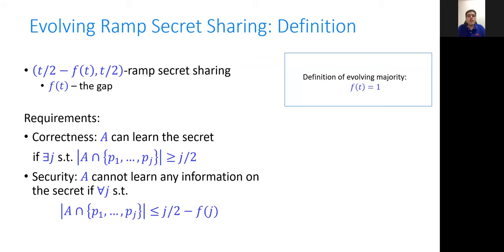So we define evolving majority as the evolving RAM with the gap FT equals one. In evolving majority, there are no don't care sets. Each set is either authorized or unauthorized.